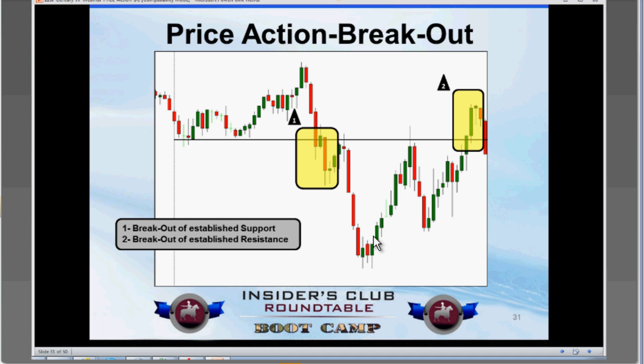So in this price action of the breakout, you see that the breakout of established support is in box number 1, and then the breakout of established resistance is in box number 2. This is going to happen consistently.